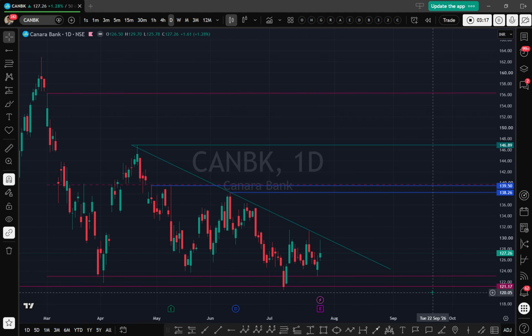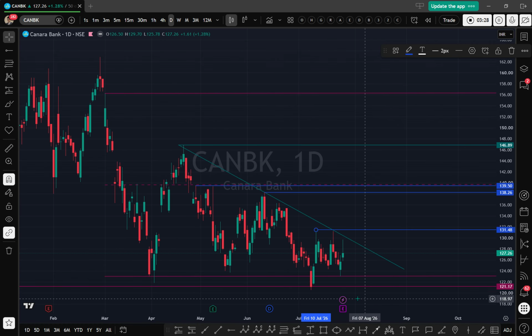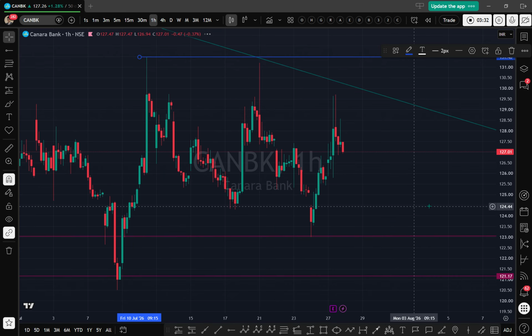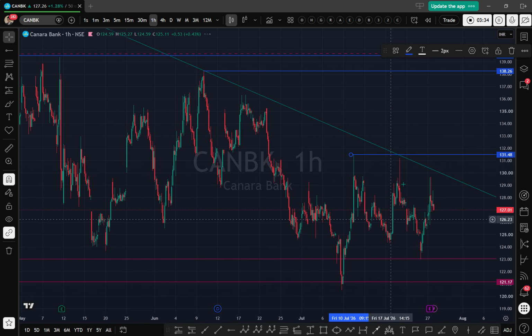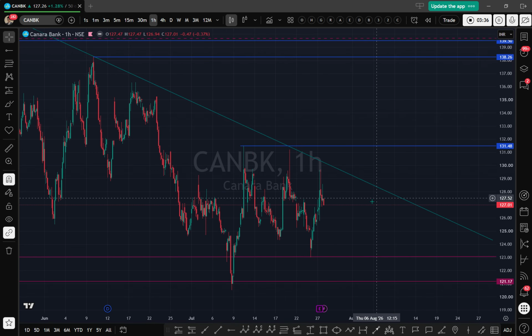Okay, and if we were to go to a lower time frame, I bet we could have one more important trend line over here. Yeah, we'll head on to the hourly time frame. Exactly. So this is another trend line which is an important one. So that's it for Canara Bank. See you in the next one.